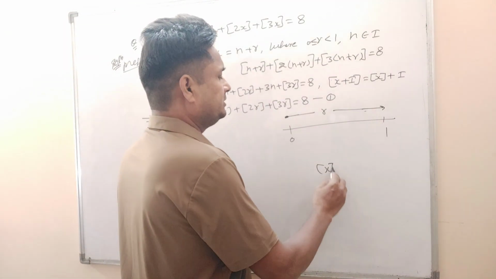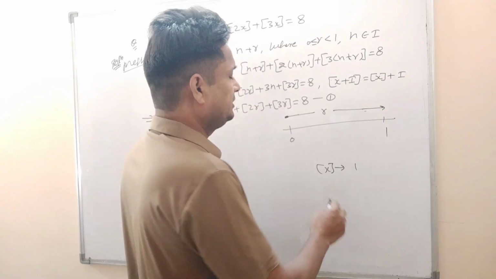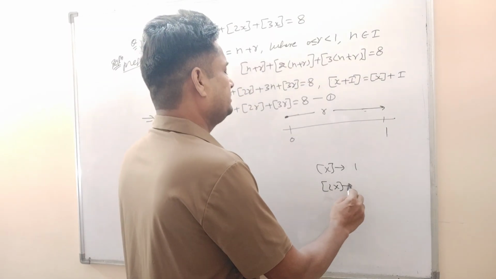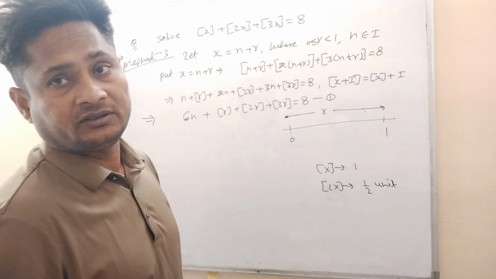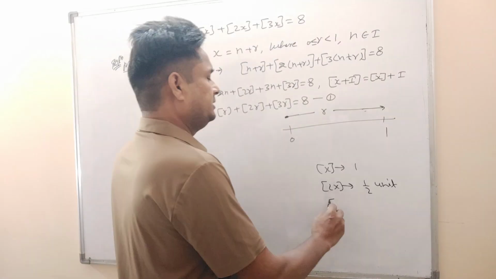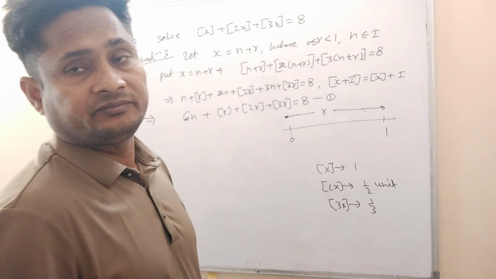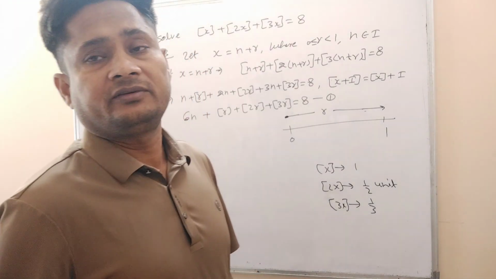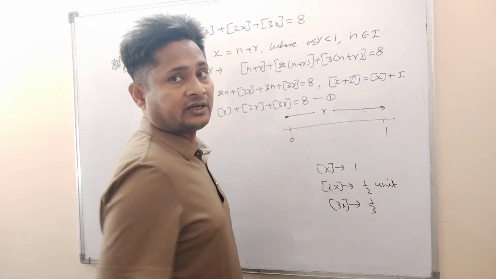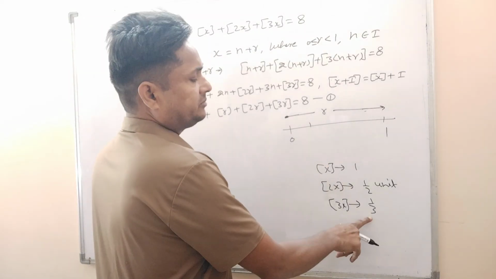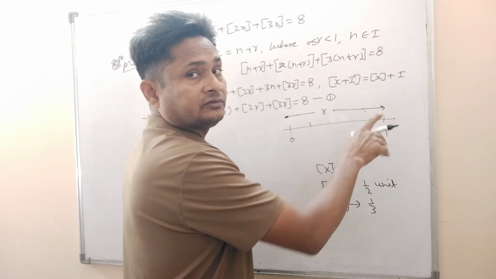You know that greatest integer of x changes the value at every 1 length. Greatest integer of 2x will change the value at every half length. Greatest integer of 3x will change the value at every 1/3 length, right? So we can break this fractional value r into 1/3 length, 1/2 length, and 1 length. 1 length is all this one already.